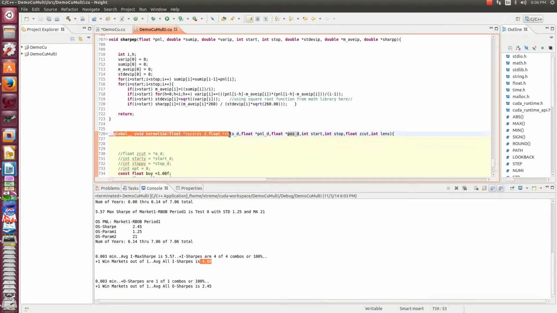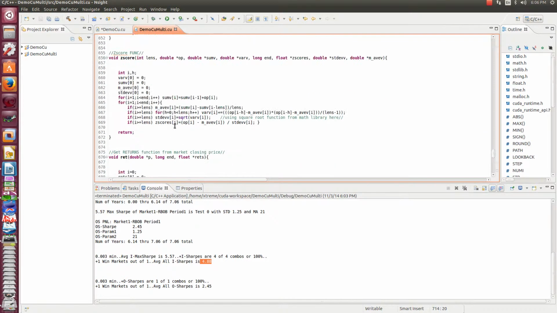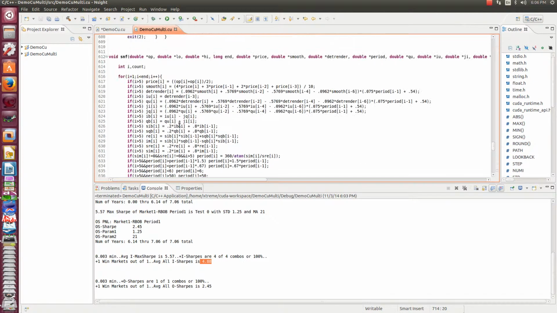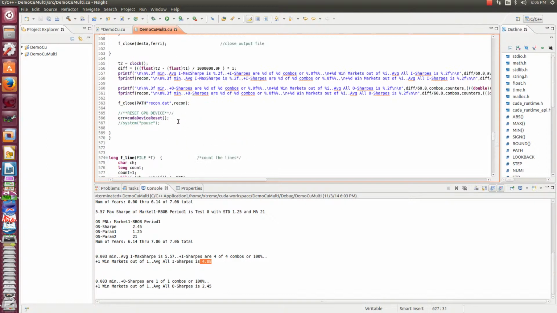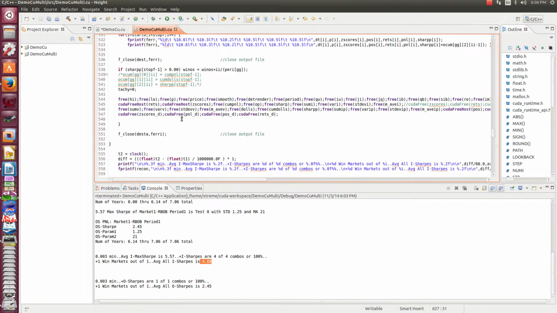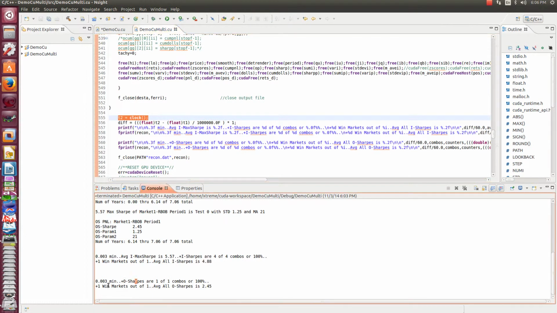That's basically what a CUDA function looks like. Here are our regular C functions: return, z-scores, signal to noise ratio, don't really need to worry about that. Opening files and whatnot, and of course our clocks to time things. We've got a lot of time here.